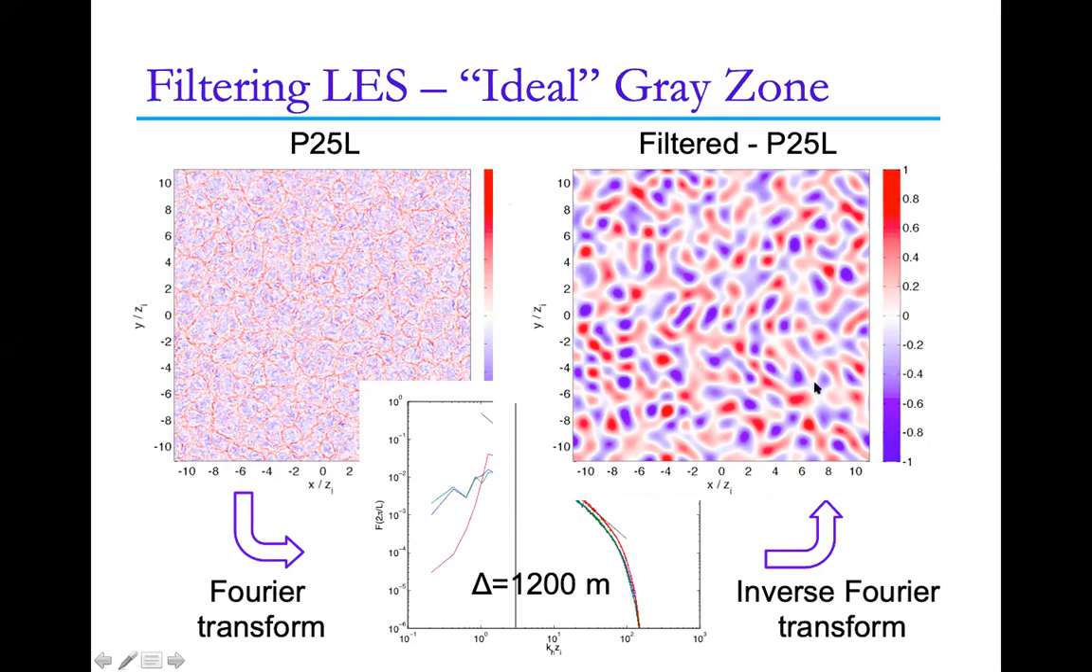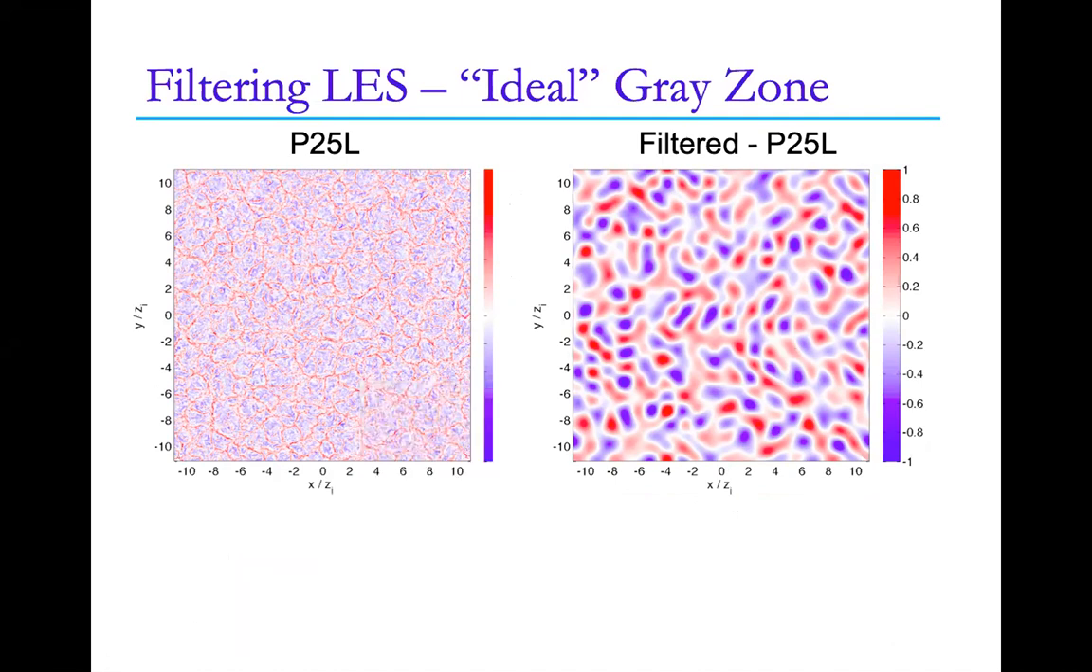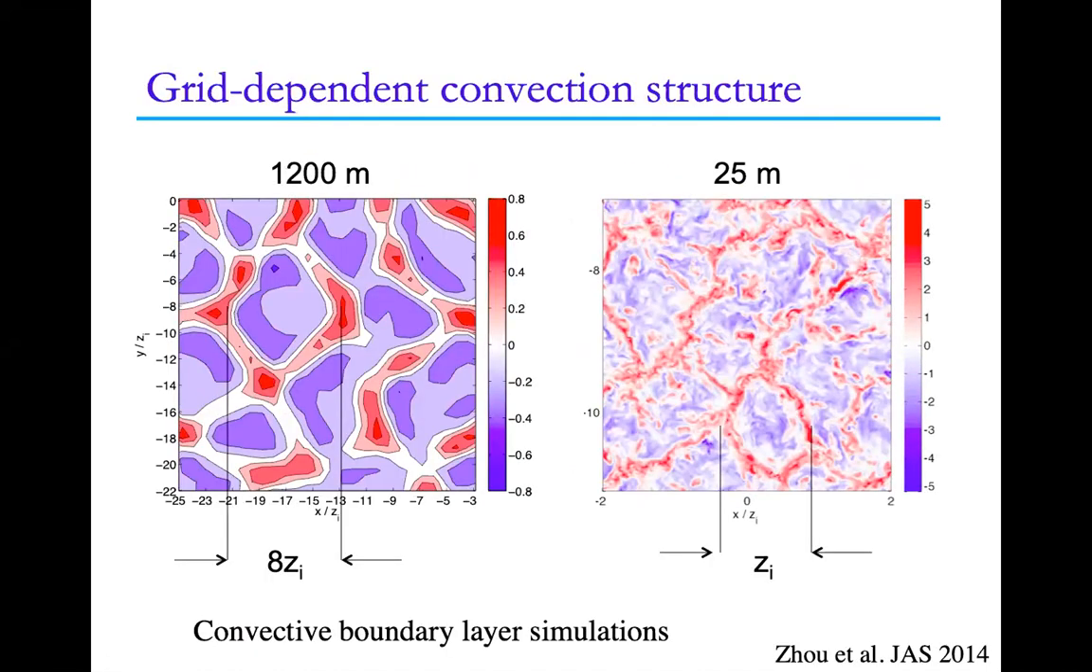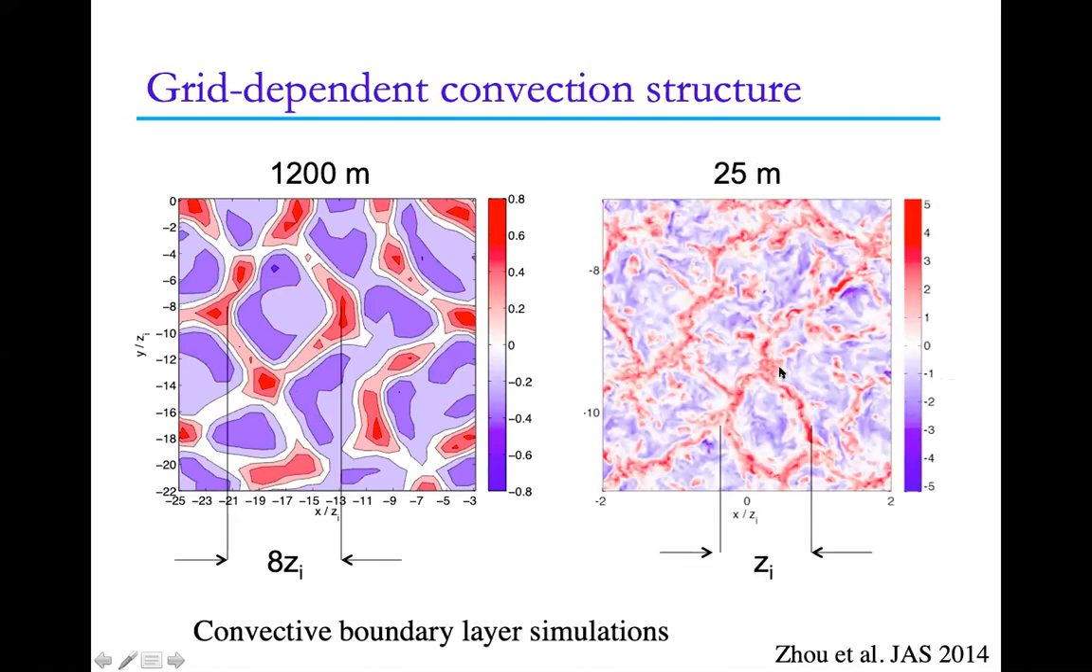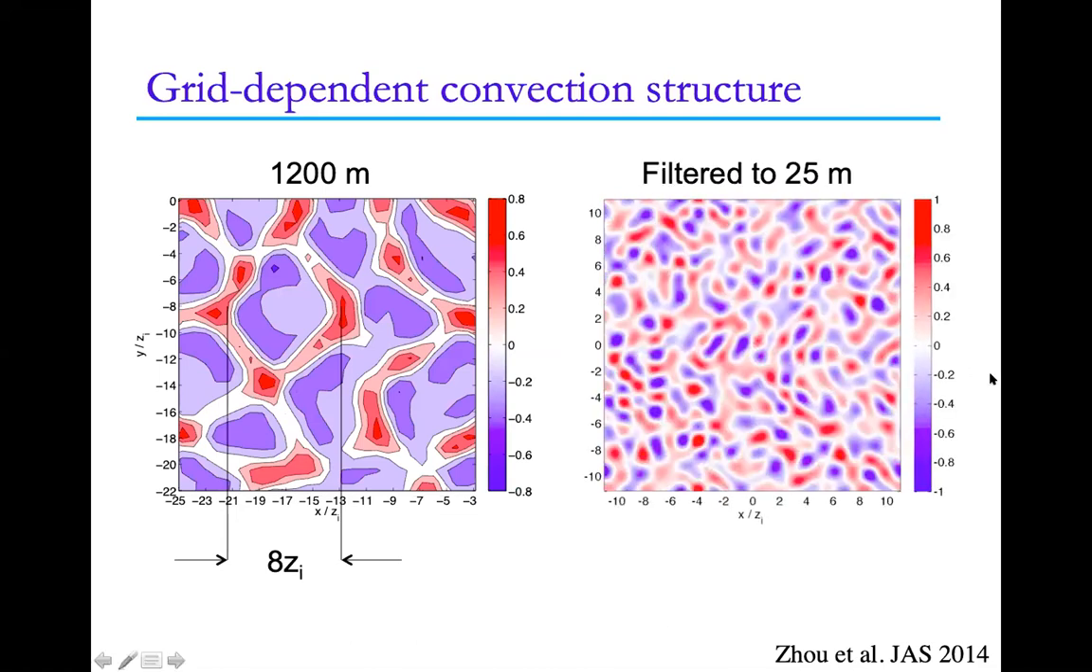So you can see the structures are very different. We don't have the same organized cell pattern. Instead, there's more variability. And you can see that better by comparing the 1.2 kilometer straight results on the left and the filtered 25-meter results. So this is the 25-meter filtered to 1.2 kilometers. Side by side, you see very, very different kinds of structures.